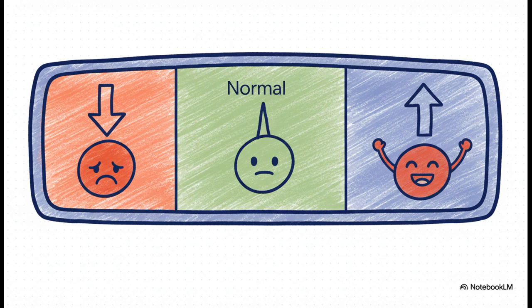You just look at the pH. A normal pH is between 7.35 and 7.45. So if it's below 7.35, the blood is too acidic. We call that acidosis. And if it's above 7.45, it's too alkaline, or alkalosis. That's it. We now know if there's a problem and what kind of problem it is.